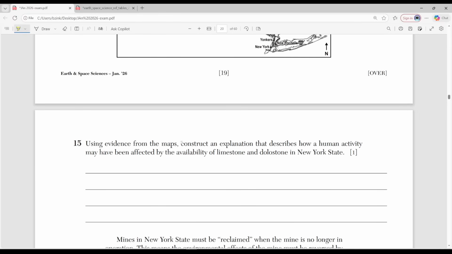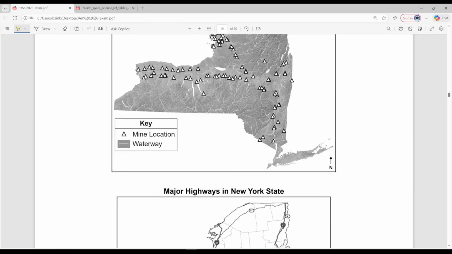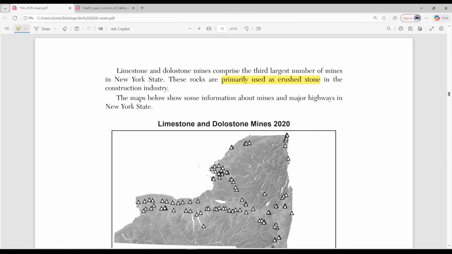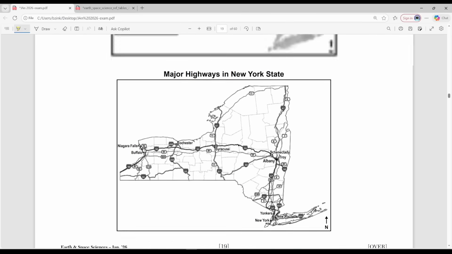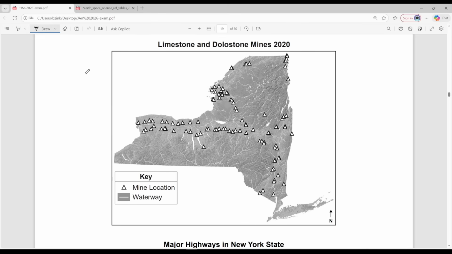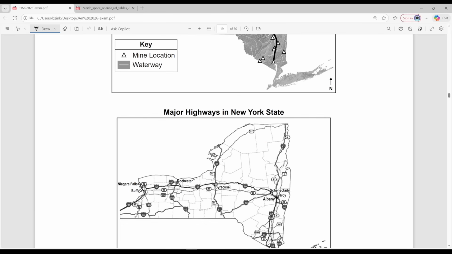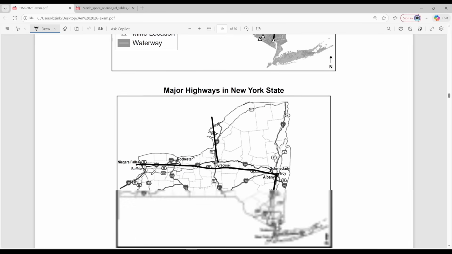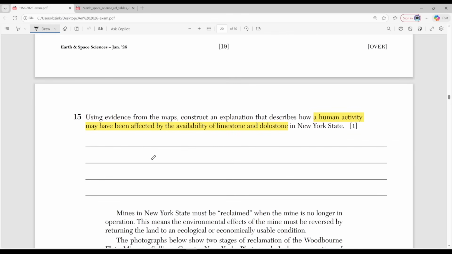Okay, using evidence from the map, construct an explanation that describes how a human activity may have been affected by the availability of limestone and dolostone. So look, they built the highways at the same locations as the mines. Look at it. It's the same pattern. See? It's the same pattern. So, that makes sense.